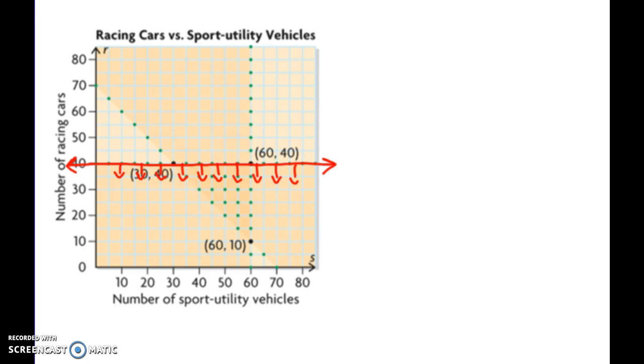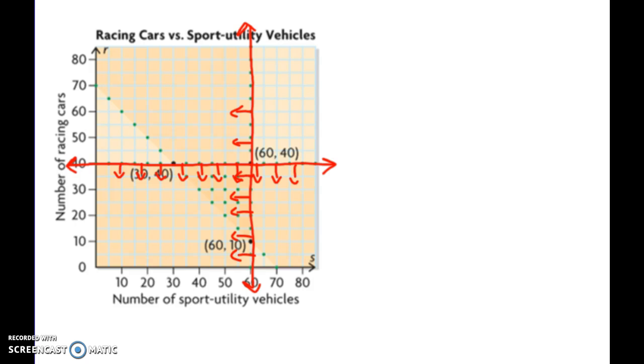So we also need to include that we want 60 or less sport utilities. So this was the line that went with the 60 or less sport utilities. And again, I'm just putting a solid line. They have dots because they're talking whole numbers, but I find that lines are easier to follow. So I'm drawing a straight, solid line. And remember, we want things less than 60. So this would be the way we're shading.